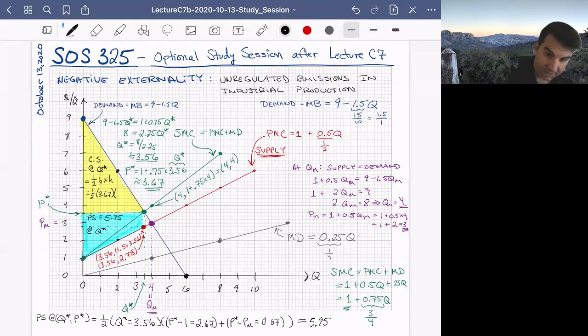So I did that. I apologize, that Q star is not the right Q star. This base is supposed to be Q star, which is 3.56. And then the other part of it is 9 minus P star, which is 9 minus 3.67, which is 5.33. And then if I multiply all that together, I've got 0.5 times 3.56 times 5.33 is 9.49.